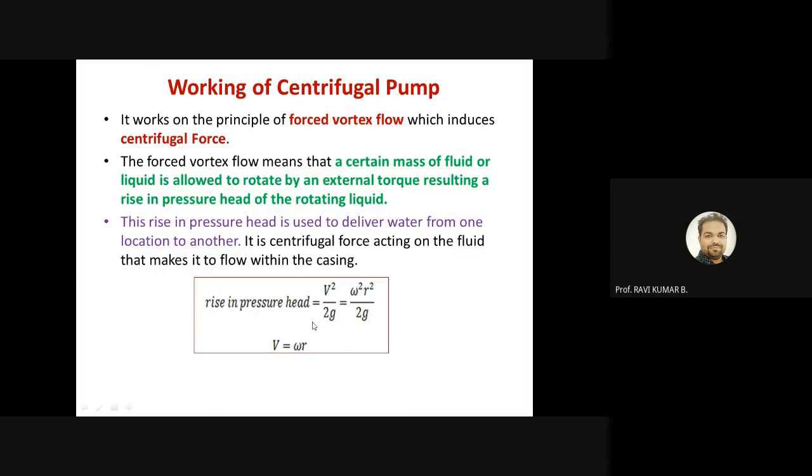So we can write a mathematical equation for the static pressure rise, or the static pressure head, which is equal to V squared divided by 2g, where V is equal to omega into R, because it is rotating, so it will have a certain RPM. So we can relate linear velocity in terms of R into omega. So it is omega squared R squared divided by 2g, where V is equal to R omega. This is basically generated due to the centrifugal effect within the impeller vent.